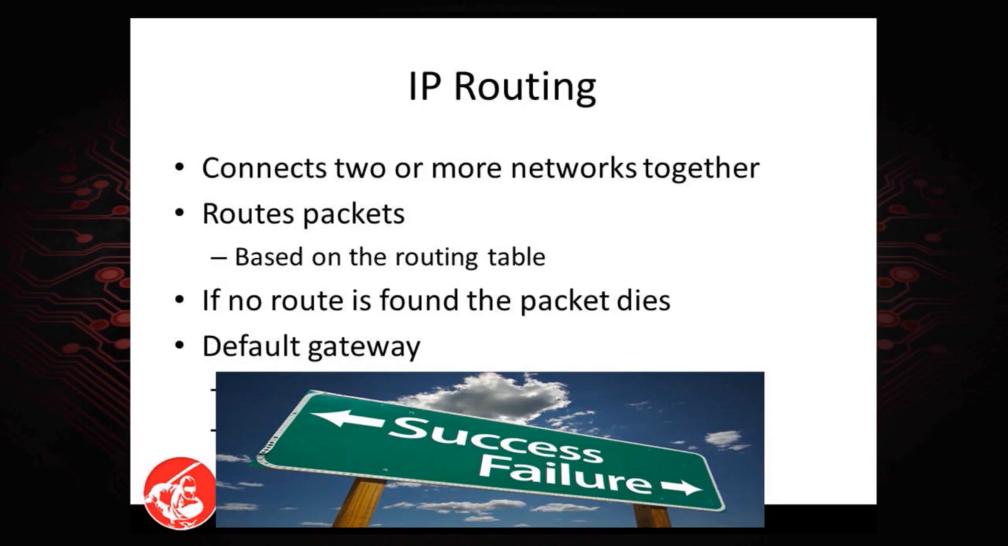So what is an IP router? It connects two or more networks together. It routes packets based on the routing table. If no route is found, the packet dies. And it has a default gateway. That is, if I'm not on your local network, go ask the default gateway, they'll know the answer of where to go. Okay? So from a standpoint of our attacking, these routing tables we can attack. If we can attack the routing table, we can circumvent or send the packets through the path of our choice.